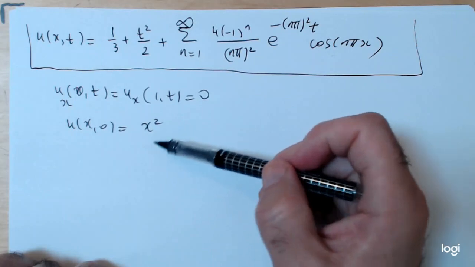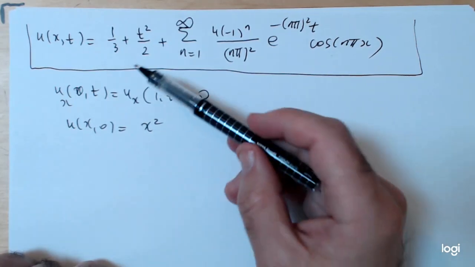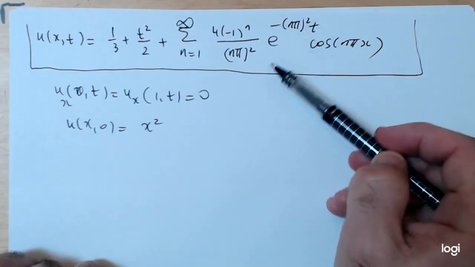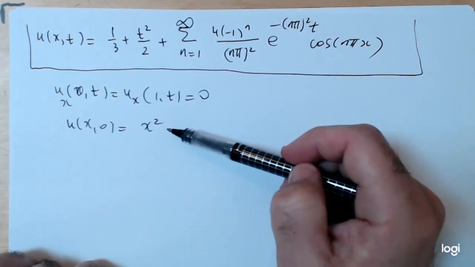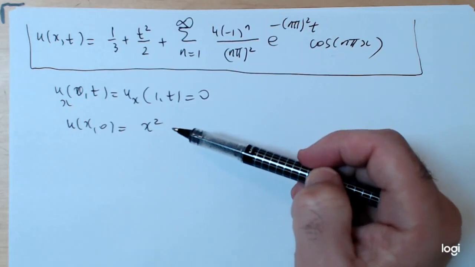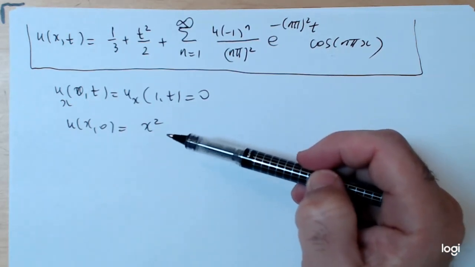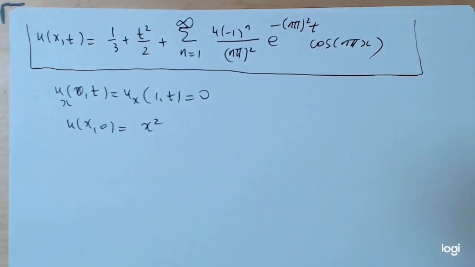This, if you want to check, it's not that immediate, but again, if I plug in 0 for t, you end up precisely with the Fourier series for x squared on the interval, the Fourier cosine series for x squared on the interval 0, 1. So it might be worthwhile to check either by hand or with Maple or with some computer software if your solution is correct.